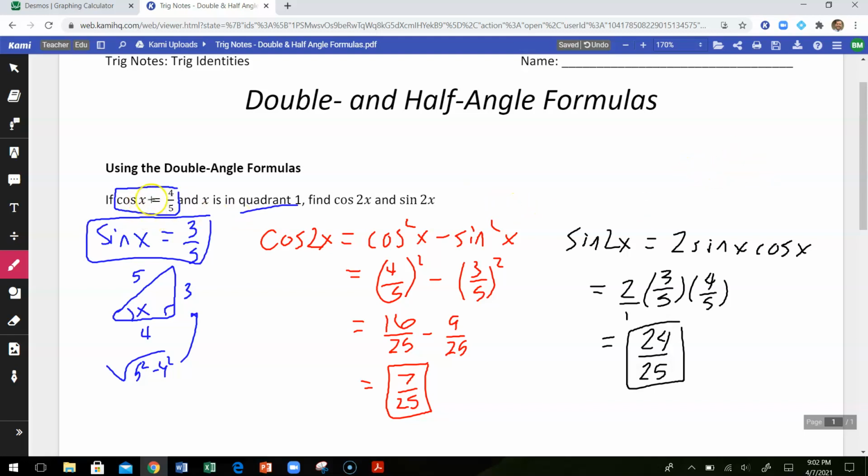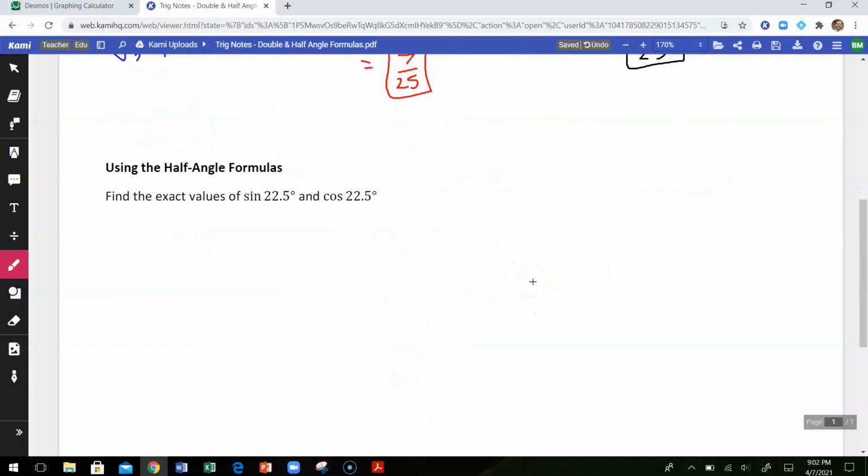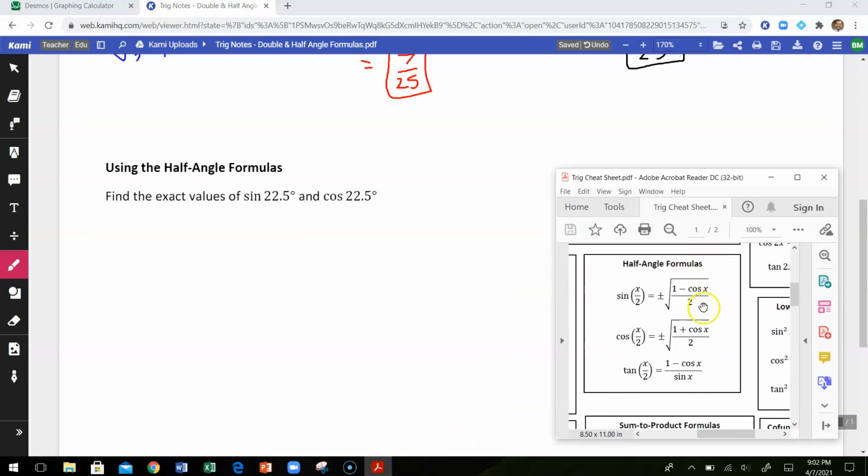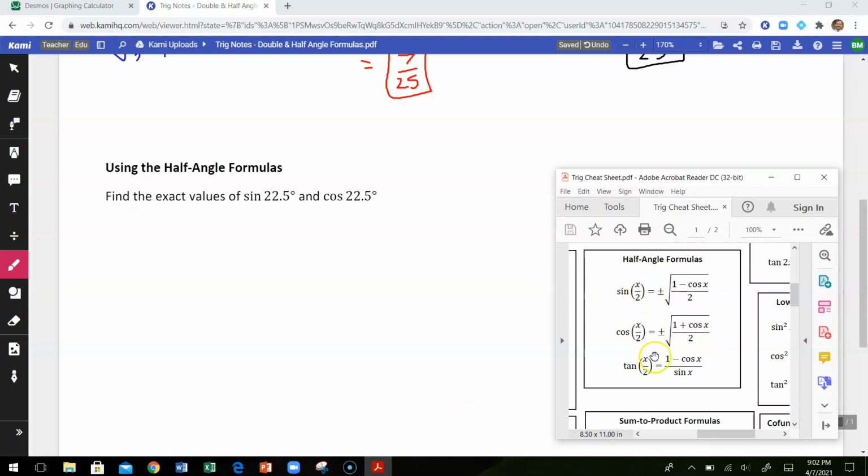Okay. So you need both the value of the single angles, cosine of x and sine of x, and then you can apply those formulas, and they're fairly simple to do. Next up is the half angles. So if we look at the half angle formulas, they look a little bit more complicated.